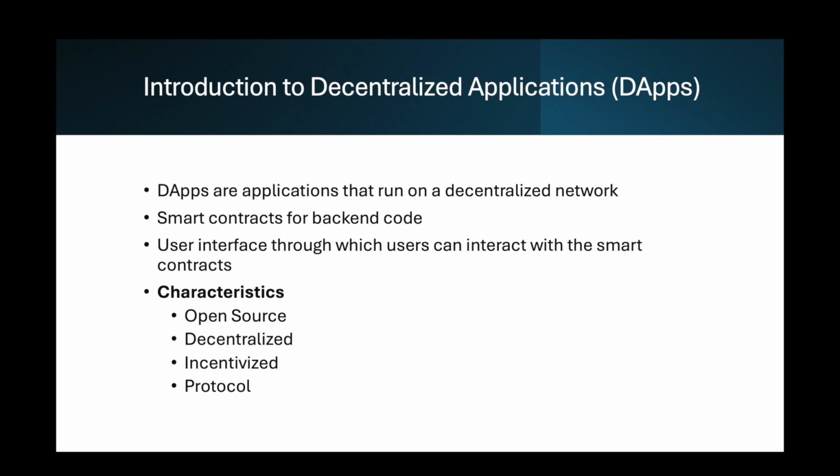Characteristics. Open source: code is typically transparent and available to all. Decentralized: data and records of operation are distributed across the blockchain network. Incentivized: utilizes cryptographic tokens to reward network participants. Protocol: adheres to a standard cryptographic algorithm, often governed by consensus mechanisms.